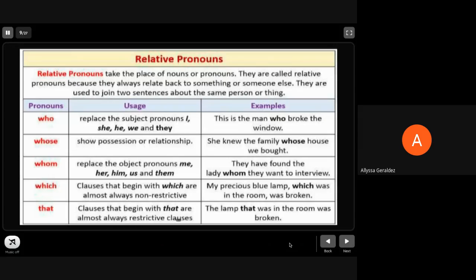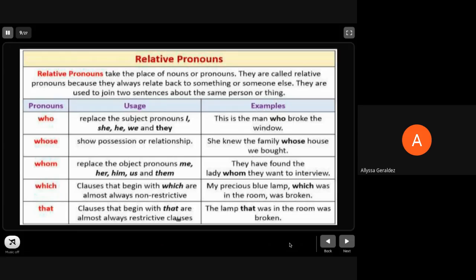It is useful to familiarize the commonly used conjunctions and relative pronouns, as these are used to introduce clauses, most especially dependent clause. Knowledge of how they are used will help us become more effective in writing clauses. We have here relative pronouns. They take the place of nouns or pronouns. They are called relative pronouns because they always relate back to something or someone else. They are used to join two sentences about the same person or thing.